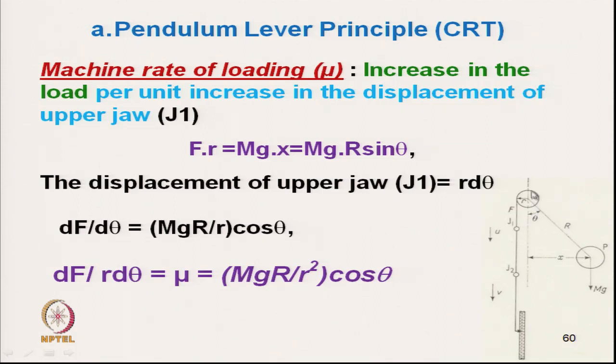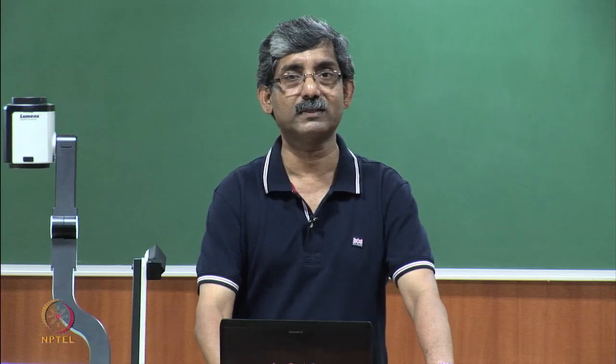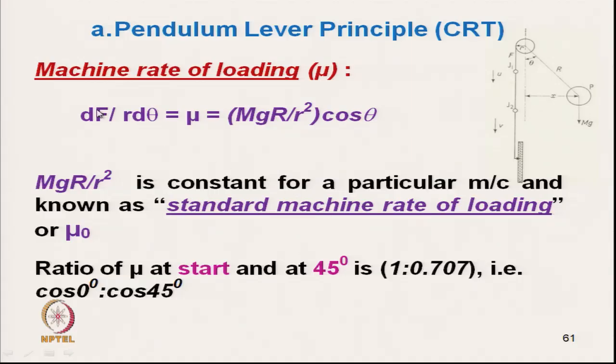Theta is the angle of deflection of this ring of this pulley, and r is the radius of this pulley. So dF by r dθ is nothing but the machine rate of loading, and that is proportional to cos θ. That means at the starting point it is maximum, and gradually the machine rate of loading reduces with the deflection. Similarly, at the start and at 45-degree deflection, the ratio is 1:0.707, that is the ratio of cos θ.